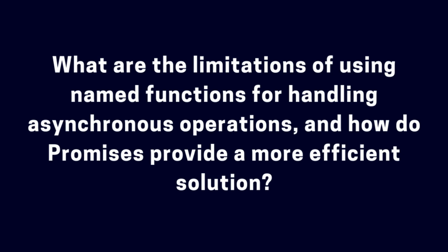The limitations of using named functions for handling asynchronous operations include increased complexity when dealing with multiple asynchronous tasks and a tendency to create deeply nested structures. While named functions improve readability, they don't fully resolve the issue of callback hell. Promises provide a more efficient solution by allowing for a more linear and manageable flow of asynchronous tasks through chaining, which improves readability and simplifies error handling, leading to cleaner and more maintainable code.